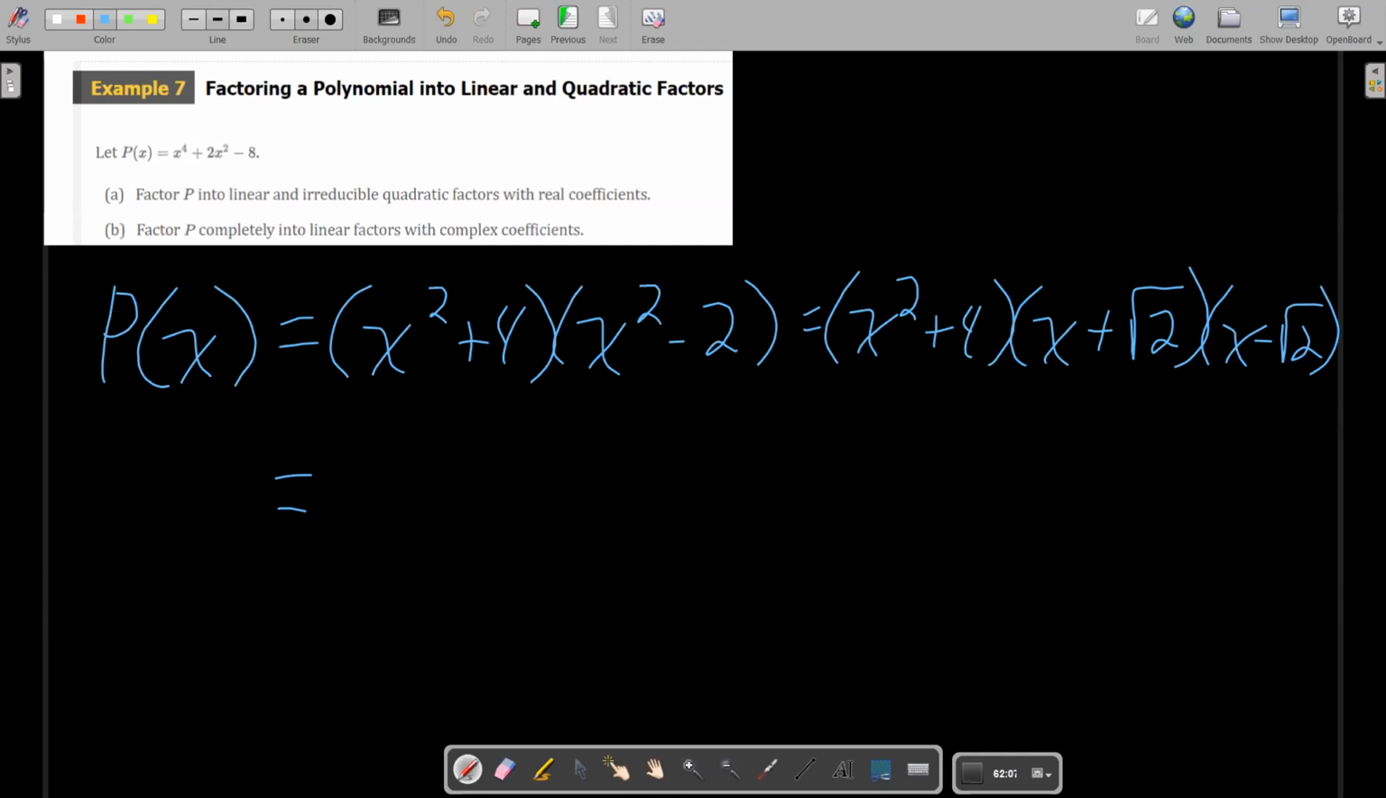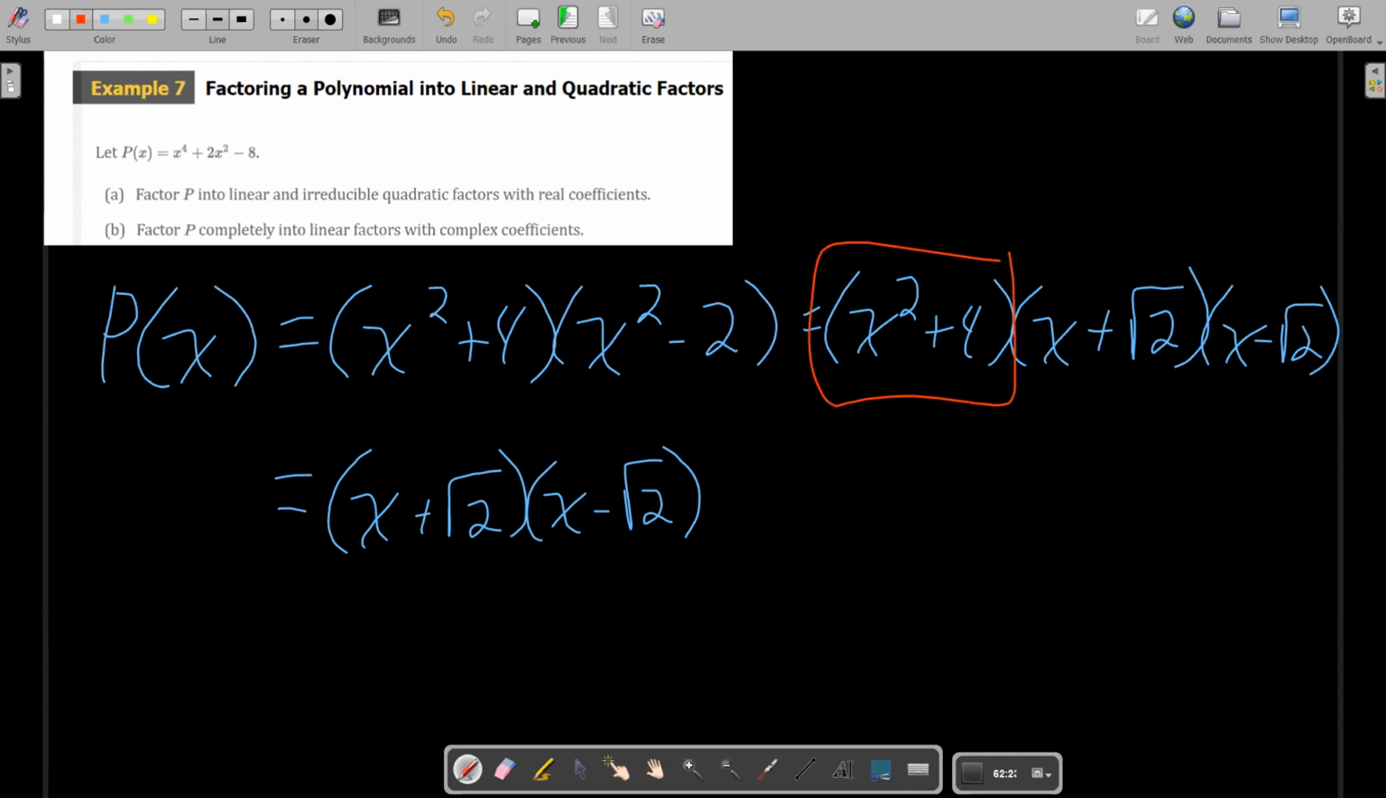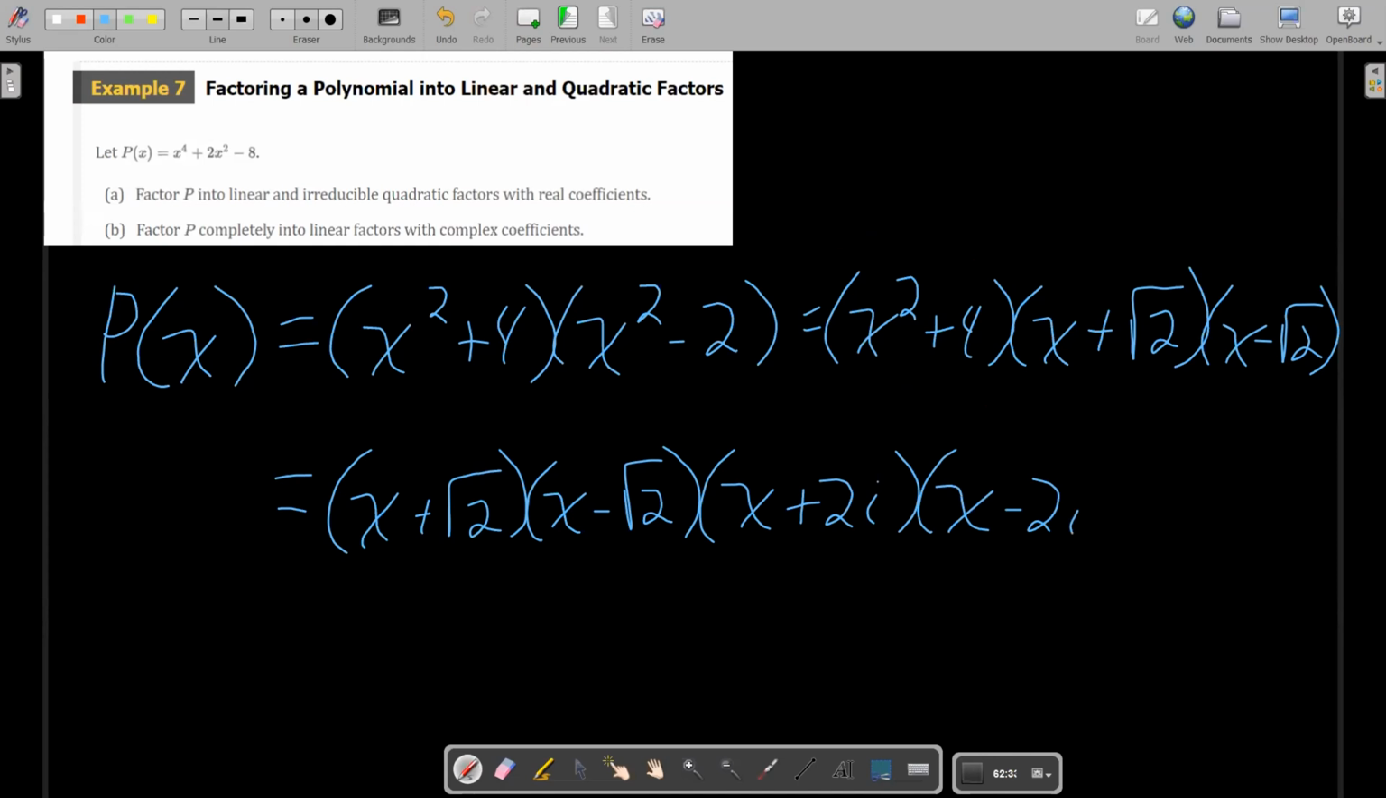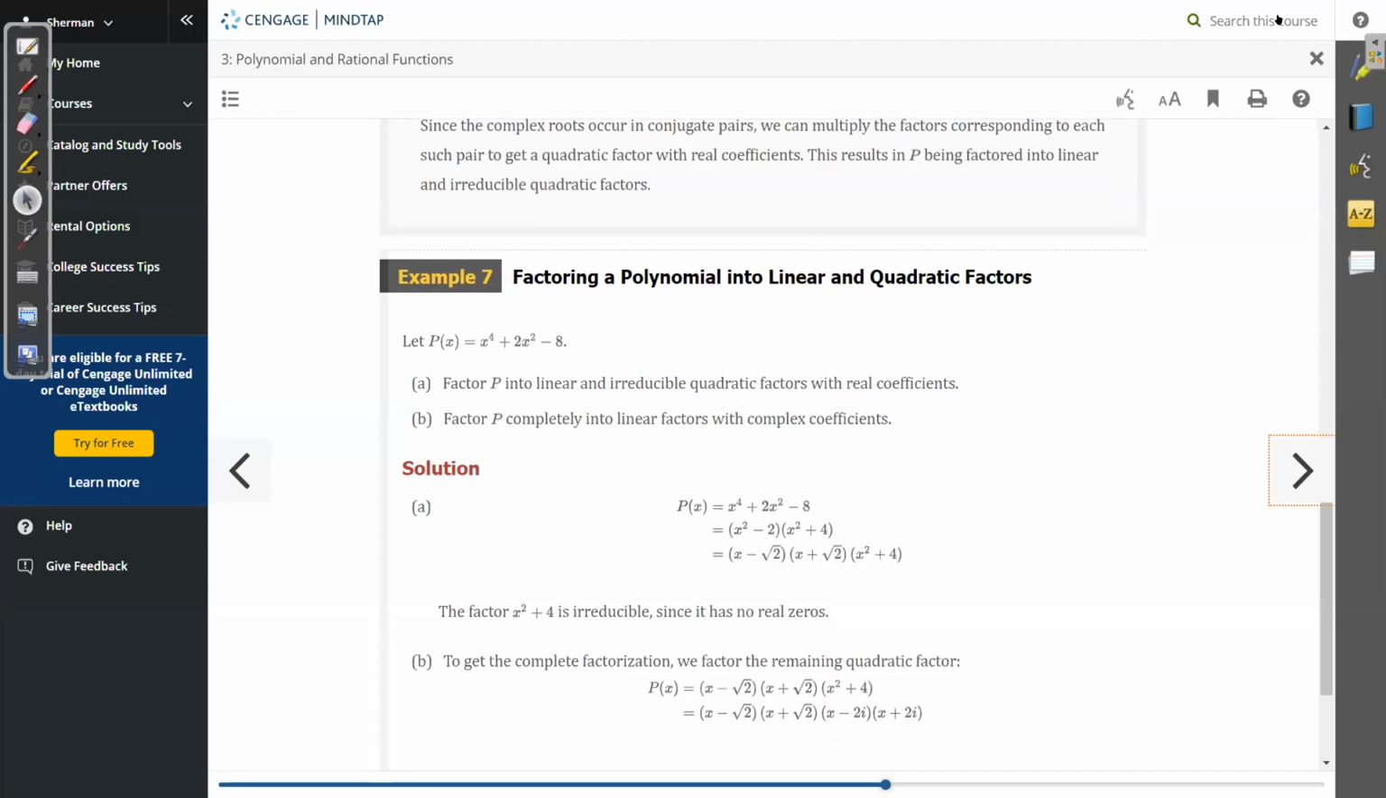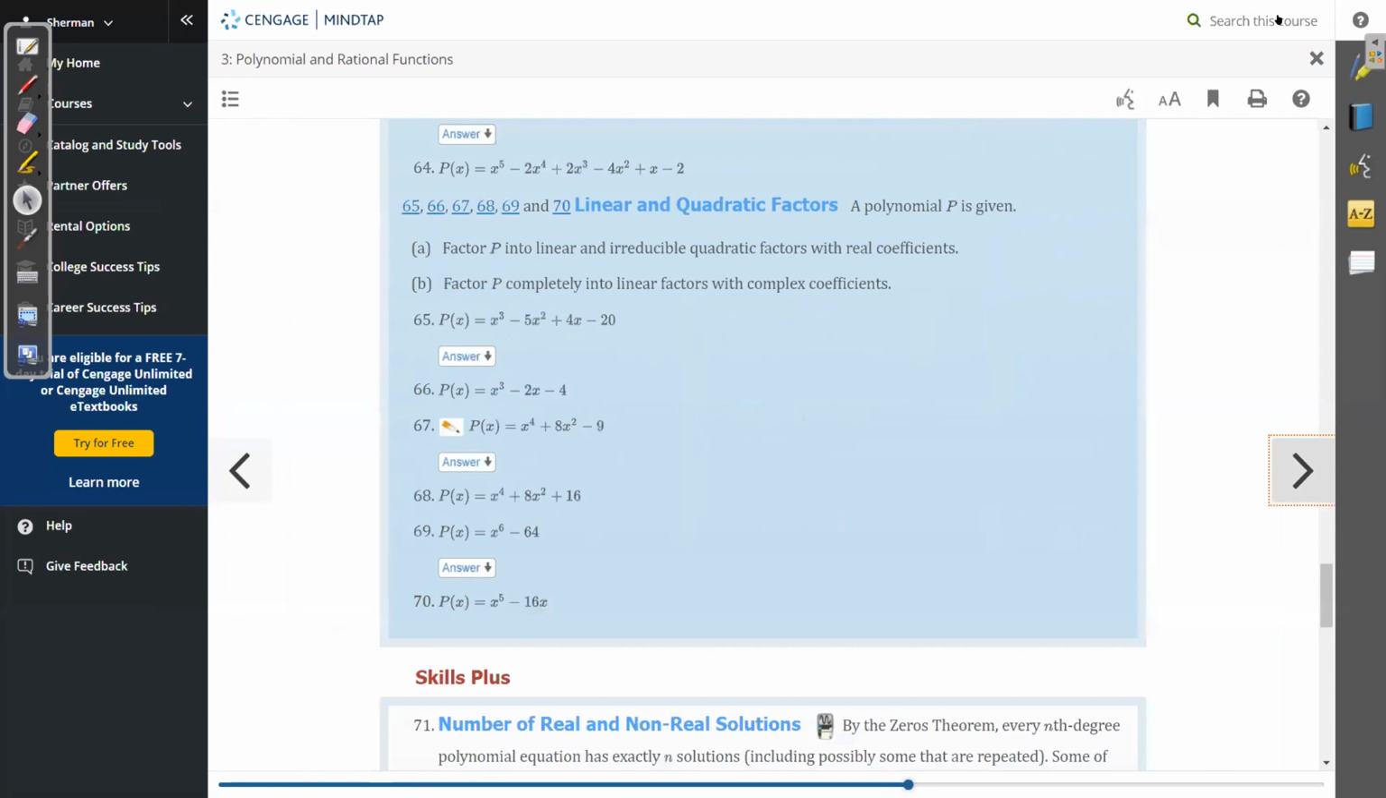And then B, we need to factor completely into linear factors with complex coefficients. Well, that's not hard at all because, let's go ahead and lead off with the square roots, right? So x plus the square root of 2, x minus the square root of 2. And then this would be the complex part, but we know that's just going to be plus or minus 2i. So this is x plus 2i, x minus 2i. And boom, we're done. We have factored it completely into linear factors with complex coefficients now. And again, I'm pretty sure that does complete today's lecture.